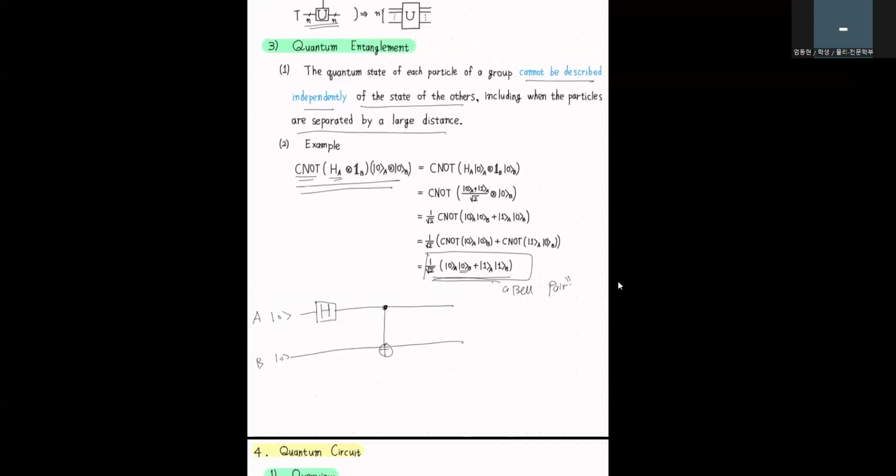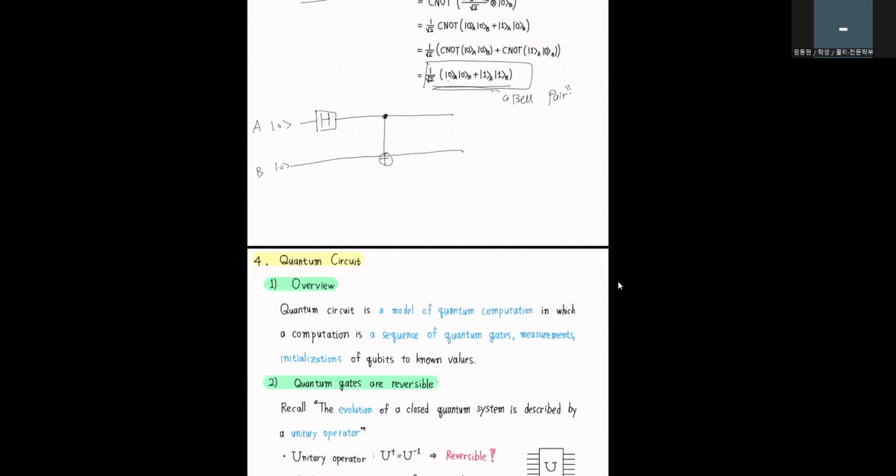So there are different combinations of these. But they basically are the same versions of each other, except they just have different relations. So there could be another Bell pair, which is instead this is one, this is zero, and this is zero, this is one. But the essence is basically the same.